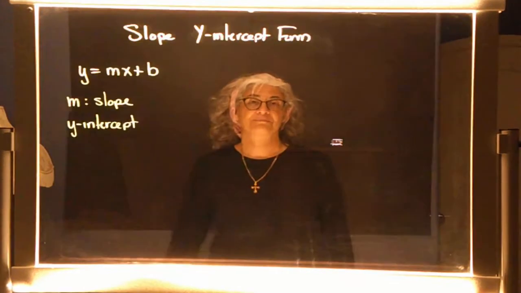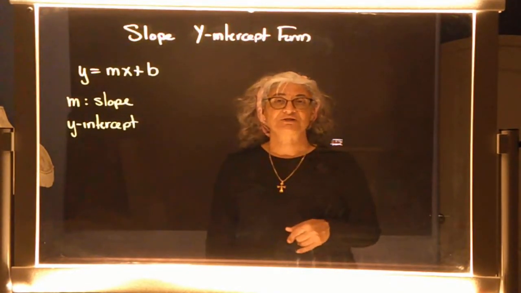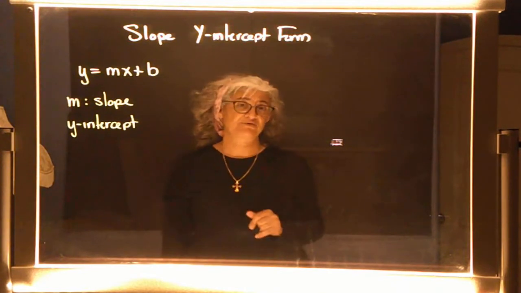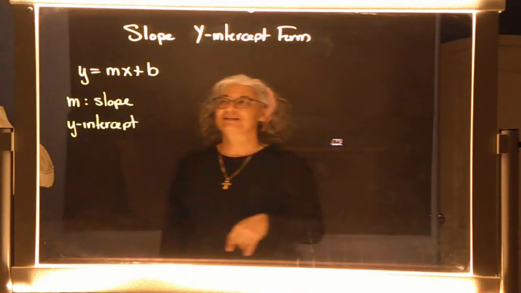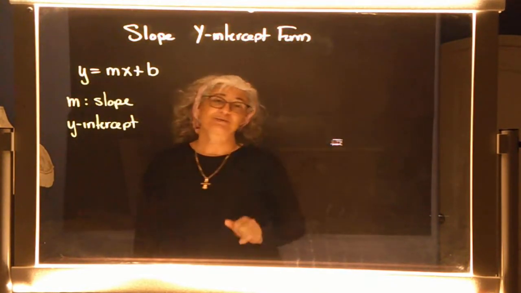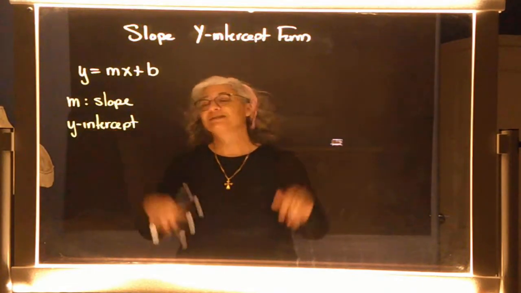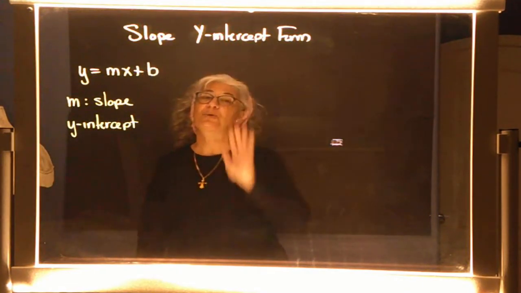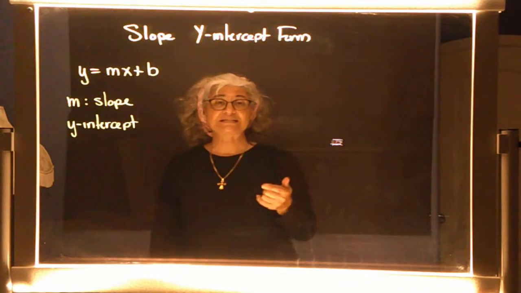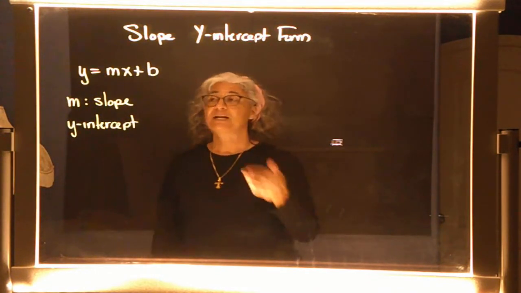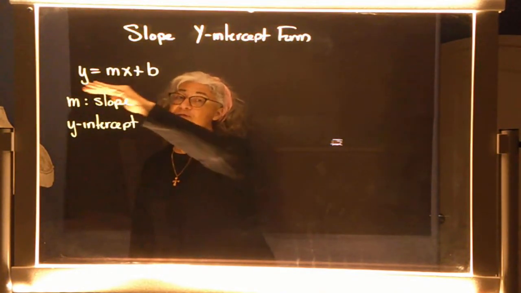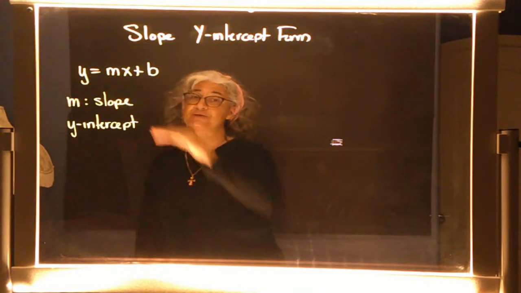I'll be right back. All right, so let's scoot on to this thing known as the slope y-intercept form. Some of you may recognize this. That form is y equals mx plus b. Yay! This is what's officially called slope y-intercept. Now the reason it's titled slope y-intercept is because this form gives you the slope and the y-intercept.